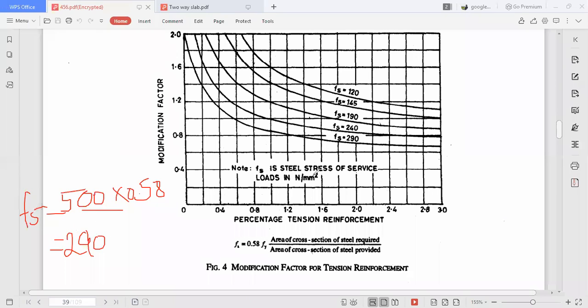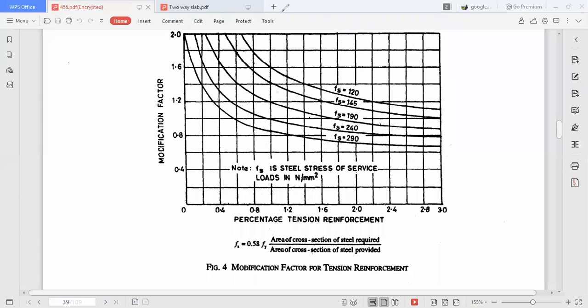Then which curve we have to consider? This bottom one. Okay, the bottom curve we have to consider. So it all depends on the grade of steel given. In our case, the grade of steel is 415, right? That's why we are considering this curve, Fs equal to 240 curve.